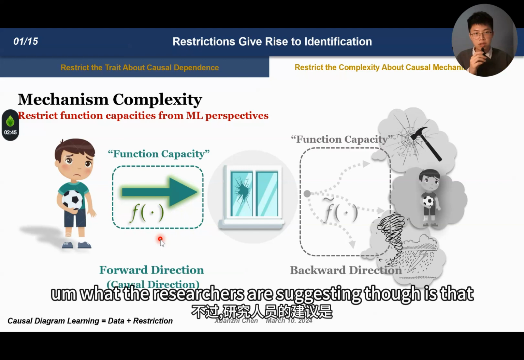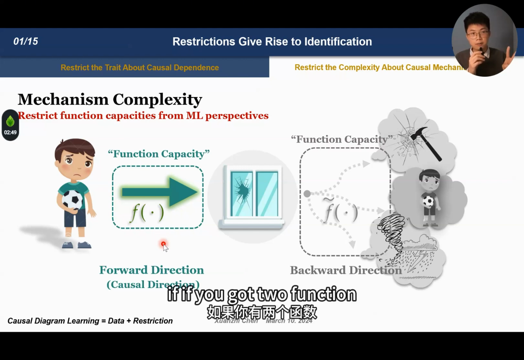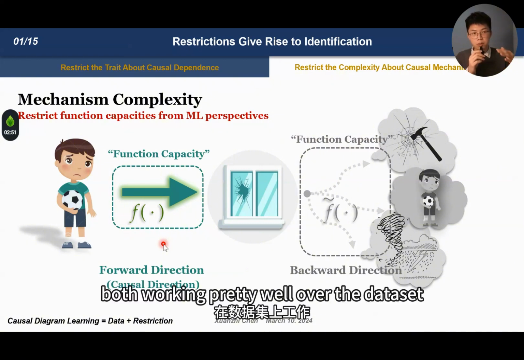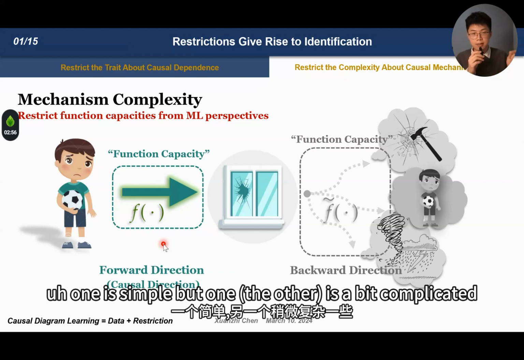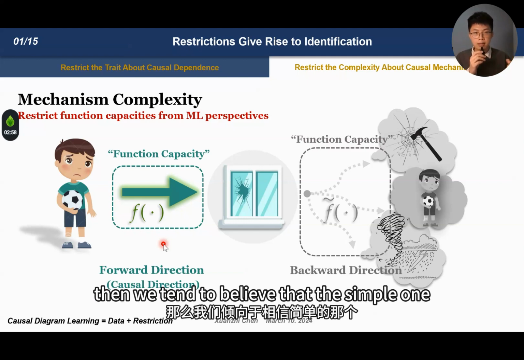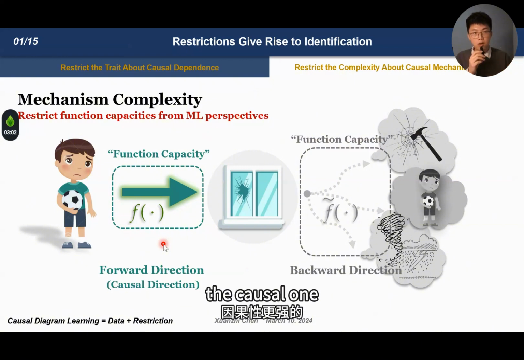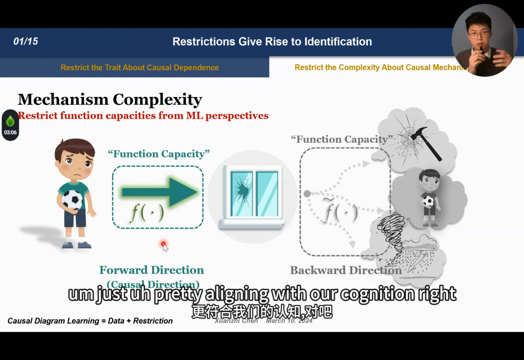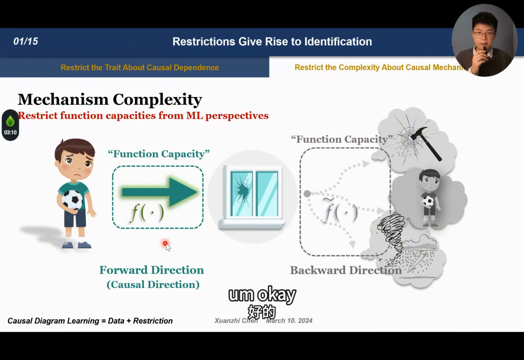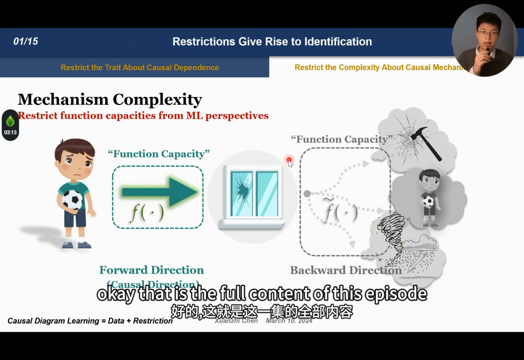What the researchers are suggesting, though, is that if you have two functions both working pretty well over the data set, one simple but one a bit complicated, then we tend to believe that the simple one is more likely to be the causal one, because this simple function aligns with our cognition, right? Okay, that is the full content of this episode.